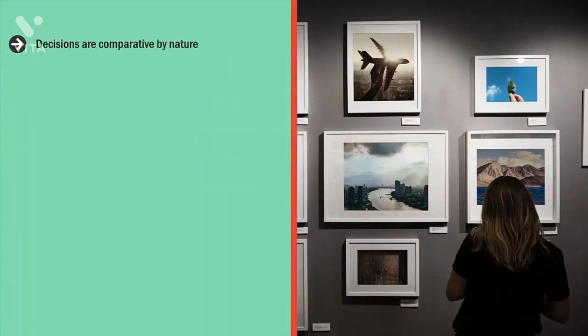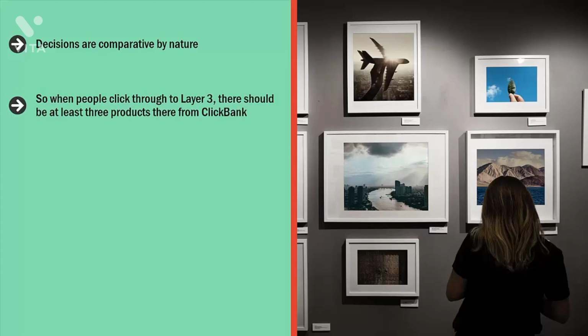Decisions are comparative by nature. We're always asking ourselves, compared to what? So give them that comparison. This is how you sell. So when people click through to layer 3, there should be at least 3 products there from ClickBank. You break them down based on features, and then you make notations regarding how likely this specific option is going to help them solve their problem.